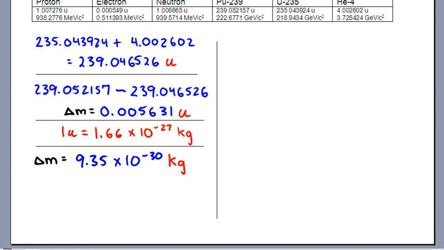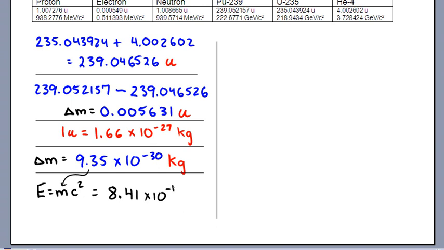Now finally, once you're in kilograms, we can do E equals mc squared, because E equals mc squared demands that we work in kilograms. So how much energy do we get when that small portion of the mass disappears? I take that missing mass, put it in here, multiply by the speed of light squared, and I end up with around 8.41 times 10 to the negative 13 joules.